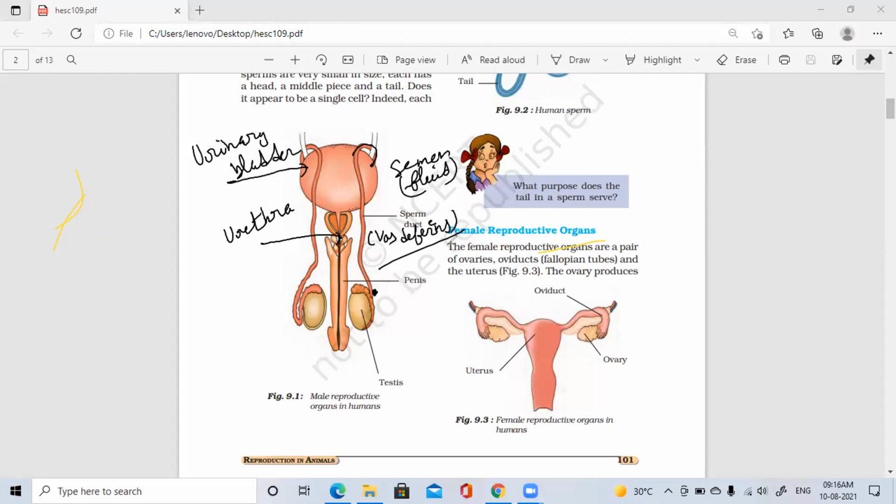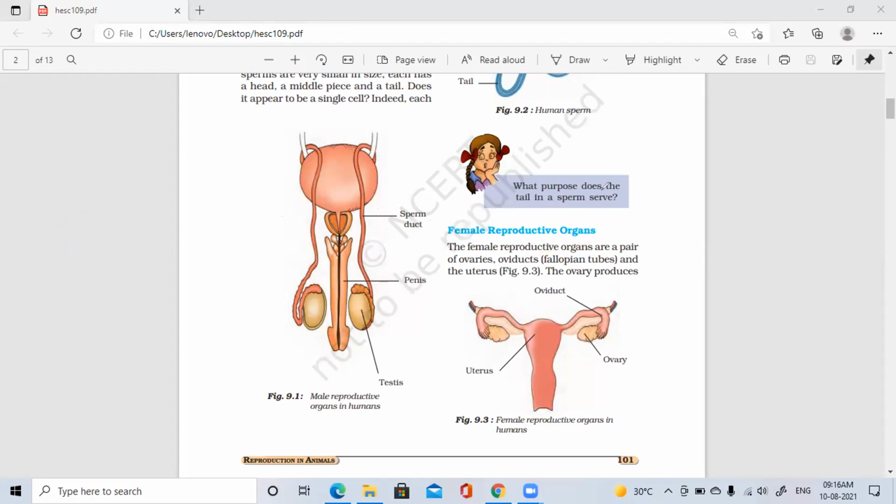And the penis, it's a long and thick muscular organ, injects the sperm, and the male reproductive system also has some accessory glands like seminal vesicles, prostate glands, and bulbourethral glands. Right? So this is all about the male reproductive system.